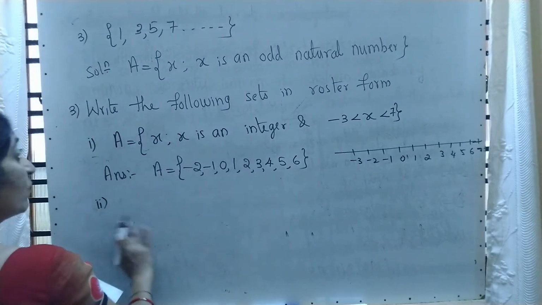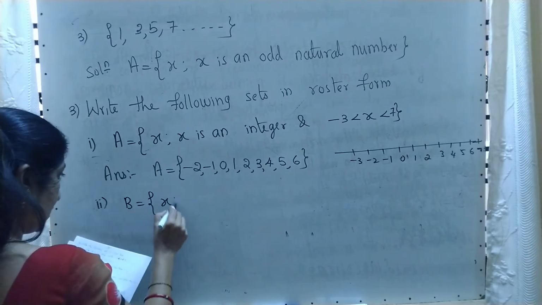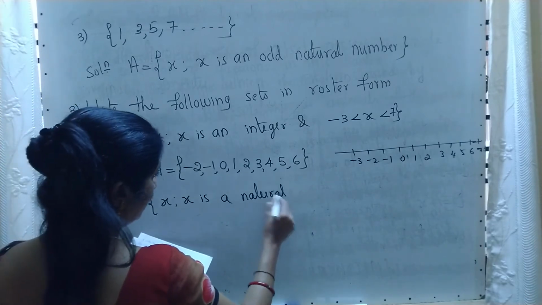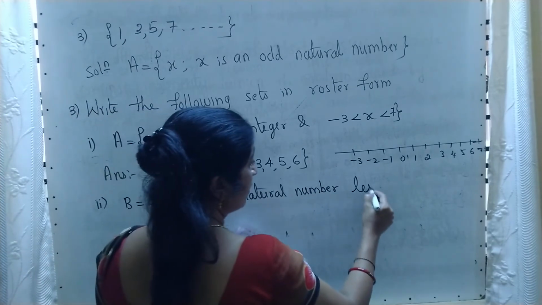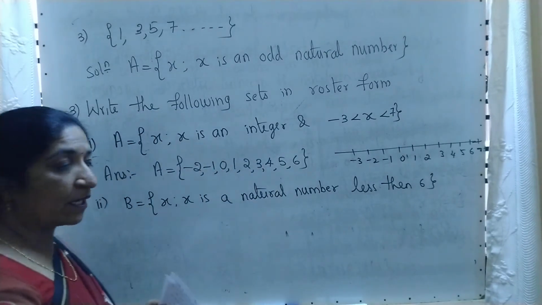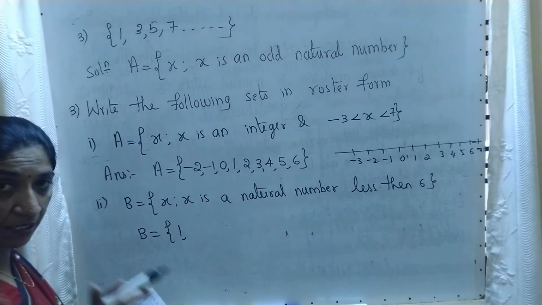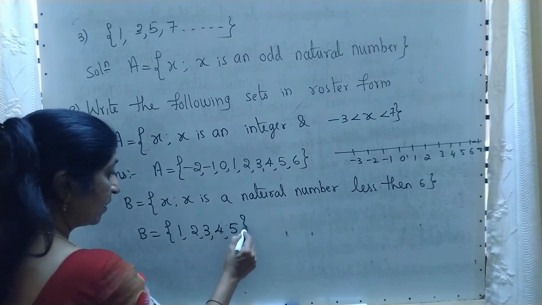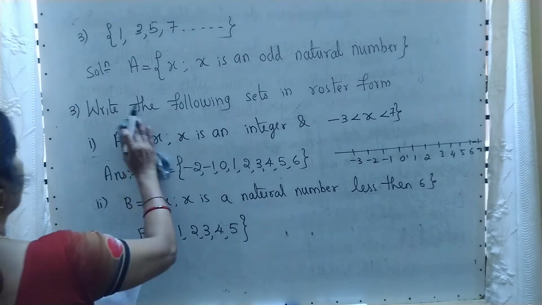Second one. Like this we are writing in roster form. x such that x is a natural number less than 6. See, natural numbers less than 6. Then what is your answer? It starts with natural number, starts with 1: 1, 2, 3, 4, 5. Is it necessary to write 6? No, because it is less than 6. Moving to the next one.